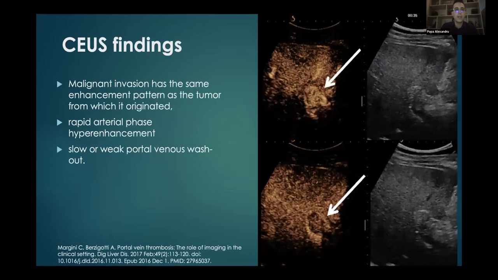On the other hand, when we have a malignant invasion of the portal vein, so a malignant thrombus, we have the same enhancement pattern as the tumor from which it originated. We can observe here a rapid arterial phase hyperenhancement and a weak portal venous washout.